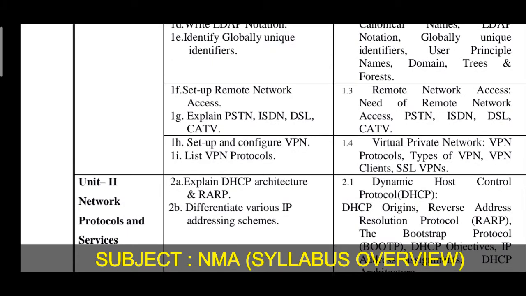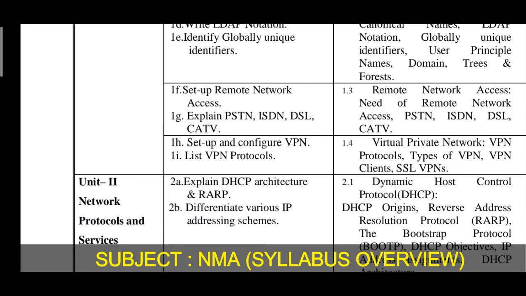Then the next chapter, number 2, is network protocols and services. Network protocols and services include DHCP architecture and RARP. DHCP is nothing but Dynamic Host Configuration Protocol. So what is DHCP and what is RARP? RARP is nothing but Reverse Address Resolution Protocol. So consider all these protocols with their full forms. The GTU exam asks again and again for these protocol full forms. So dear students, you have to remember these protocols with their full form names.